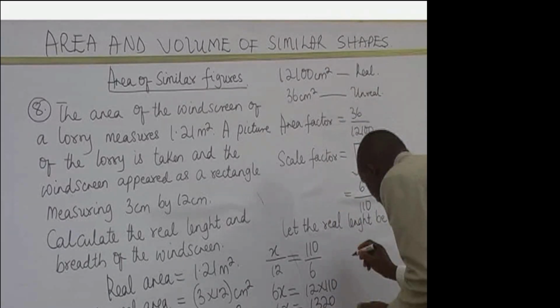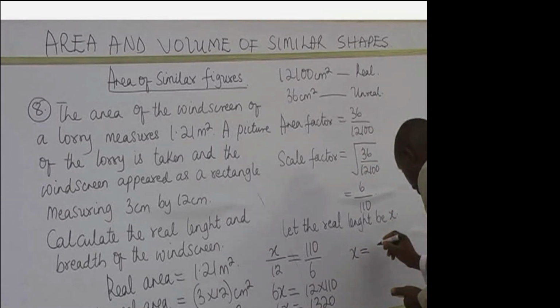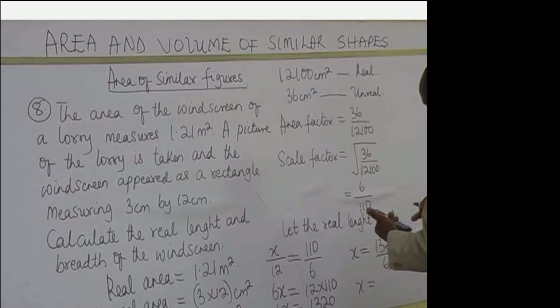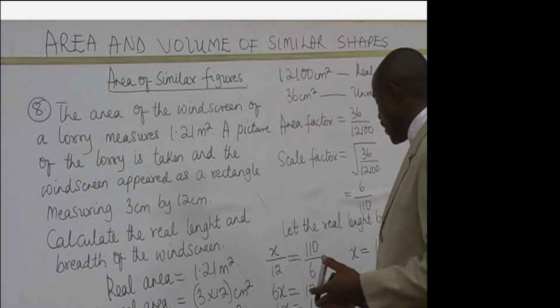To have only x, dividing both sides by 6 is going to give you 1,320 divided by 6. And x, which is the real length, will now be, let's divide this out, 220 centimeters. That is the real length now.